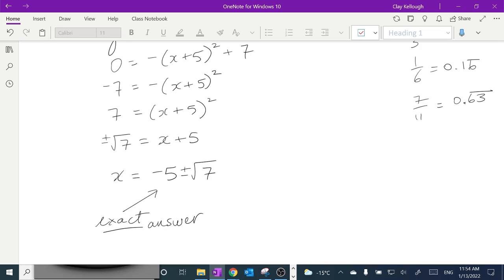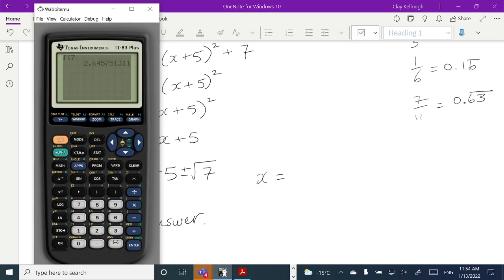But this is an applied course. Usually we're doing this stuff because we're going to solve a problem, like the one we did with the volleyball players and stuff like that. So we would probably want rounded decimal answers. So what is -5 plus the square root of 7? Where'd my calculator go?